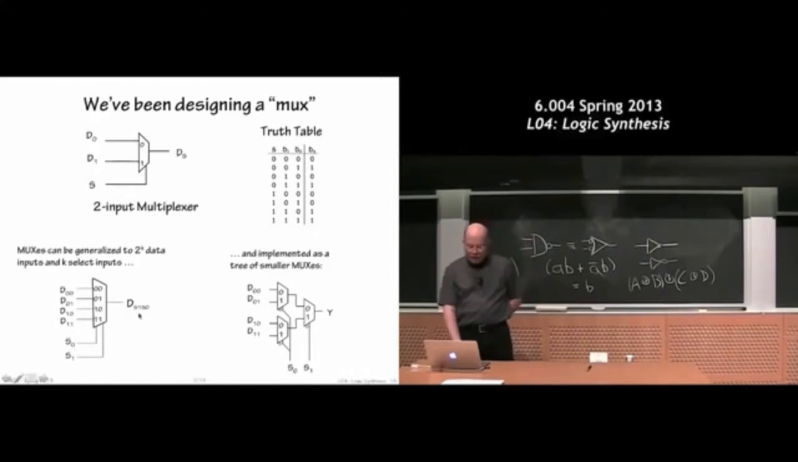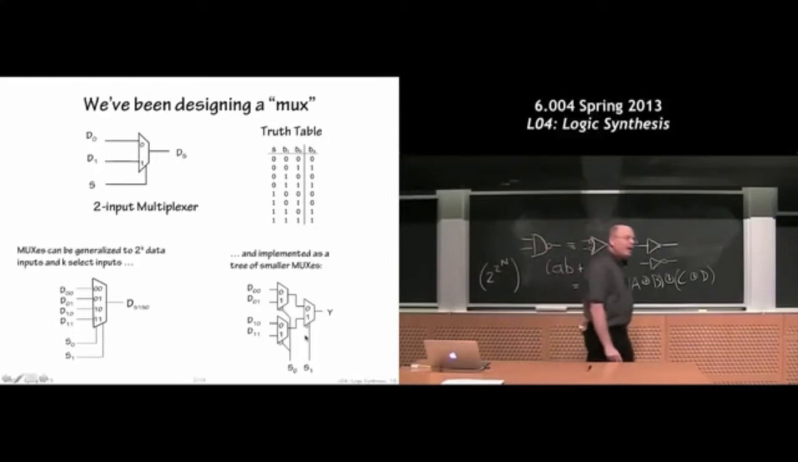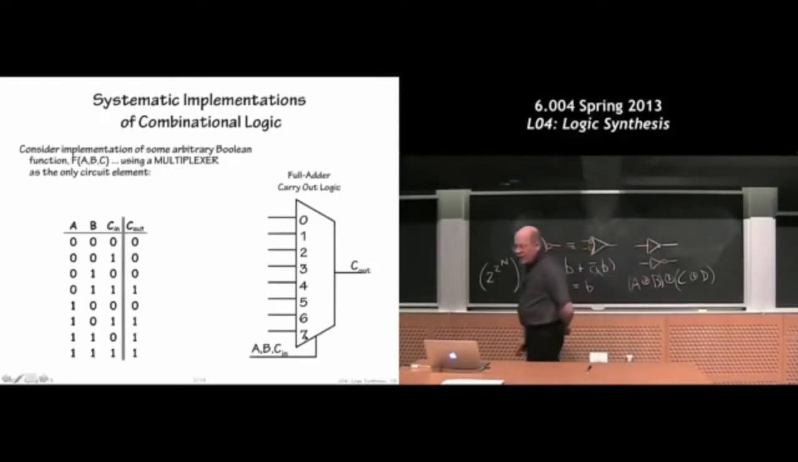I see that down here. And in fact, I can implement a 4-to-1 multiplexer just as a little tree of 2-to-1 multiplexers. Now, multiplexers will be really handy, and let me show you one way in which they're handy.